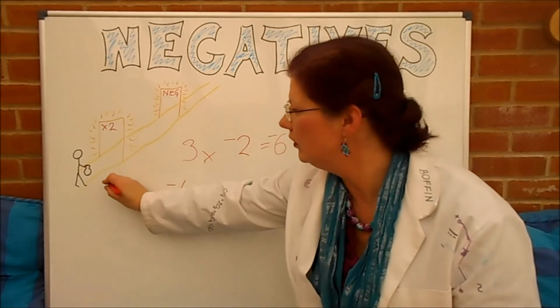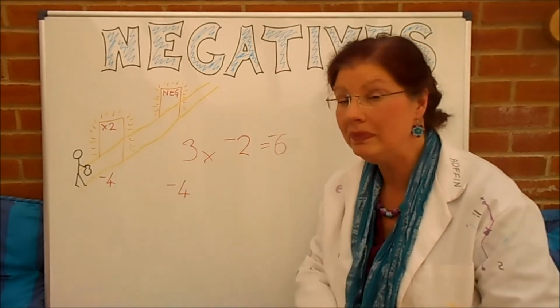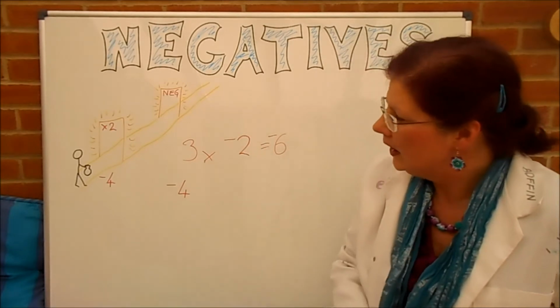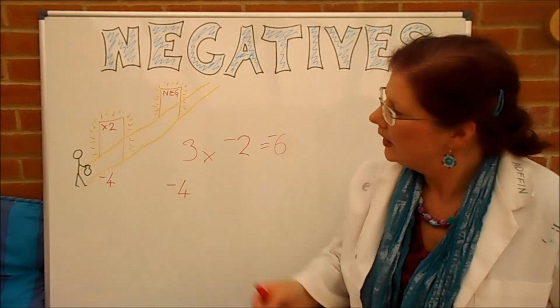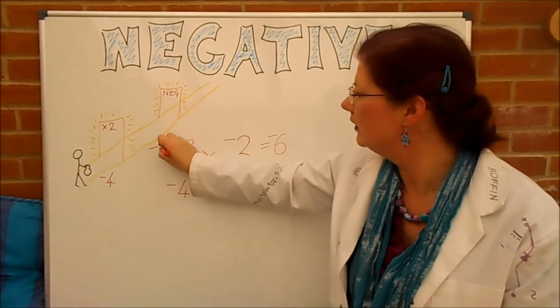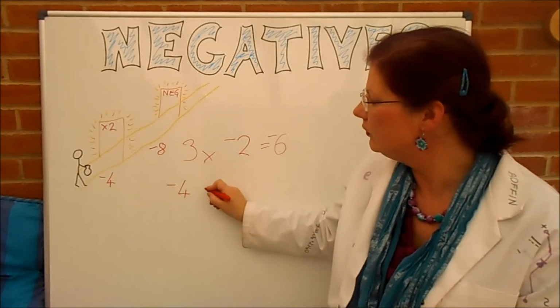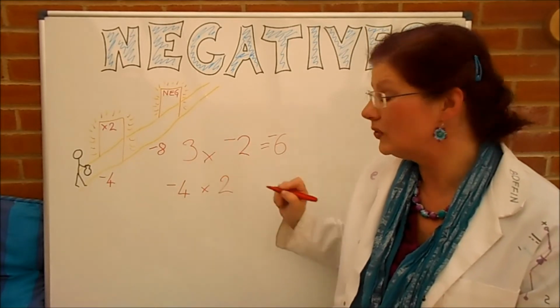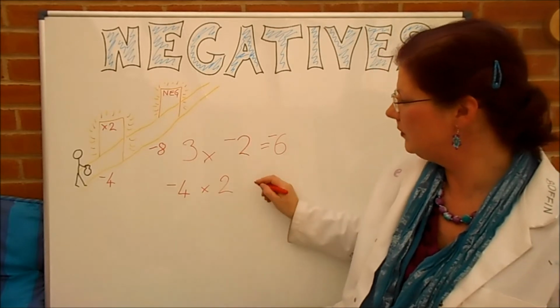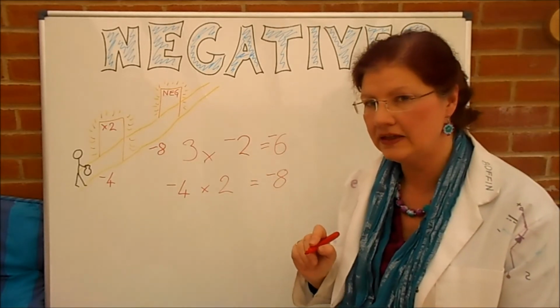Okay, so you go through here with negative 4 peanuts, which is not going to please any elephants you meet along the way. Negative 4 peanuts, okay? And we go through the doubling portal, okay? So that comes out with negative 8, that's okay. But of course, you've just done negative 4 times 2 there. Negative 4 times 2, yep, we're happy that that's negative 8.